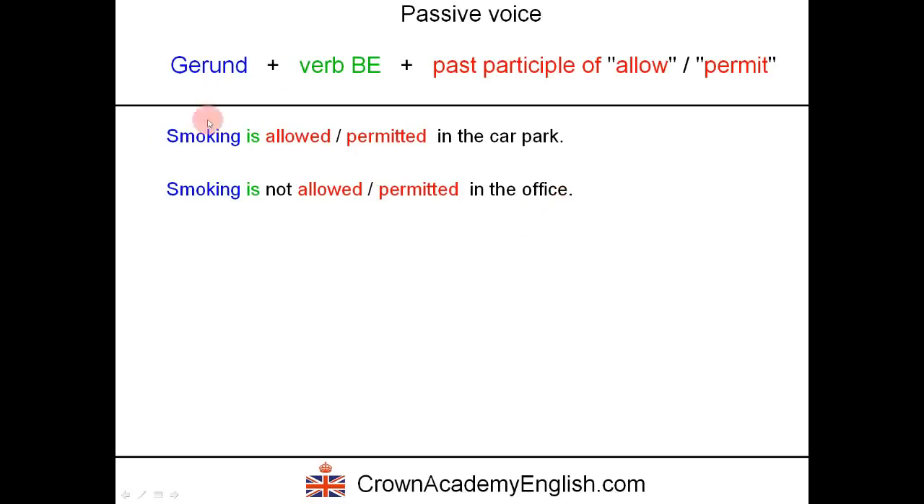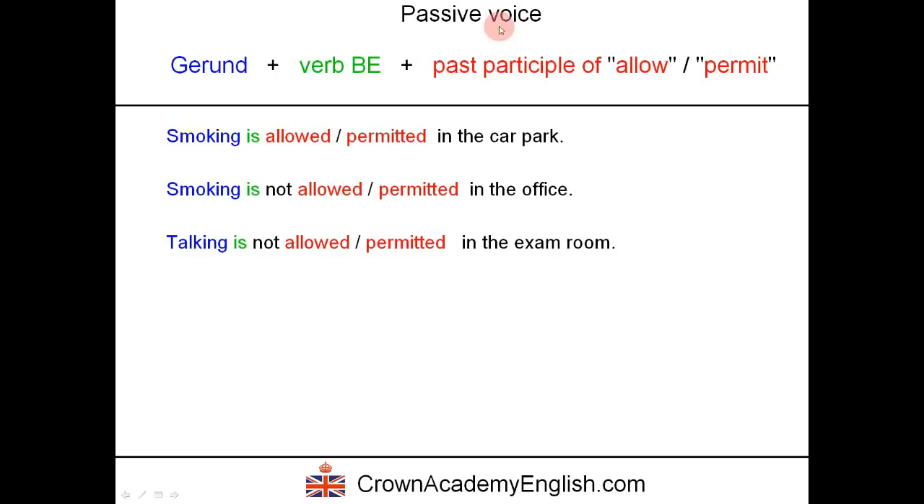So we have the gerund, we have the verb be. Notice this is in the third person singular, because this is an action, and it's one action. So it's one action, so it's the third person singular of the verb be. And then we have the past participle of allow or permit. So we have allowed or permitted. So this never changes. This is always the same. And this is always the third person singular, is. Okay? Talking is not allowed in the exam room, or talking is not permitted in the exam room.